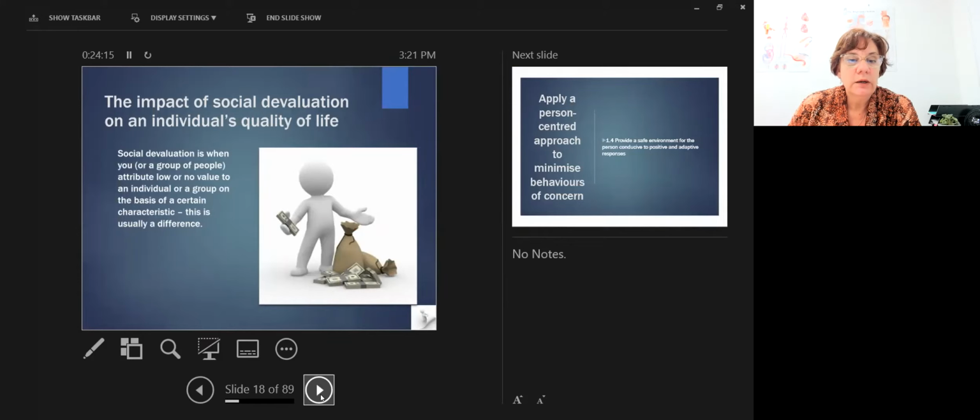In devaluing people, and social devaluation, when the value of their life is counted as not worth much, then human beings have an incredible sense when somebody doesn't like them or when something is not right. You just have a sense for that, and it's no different with people with disability.